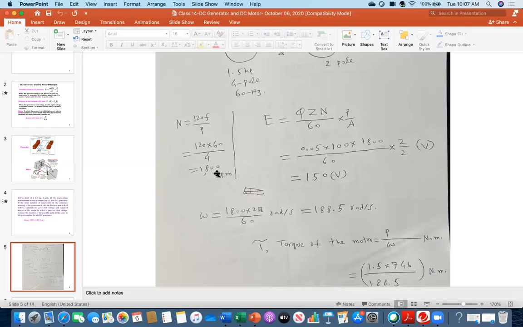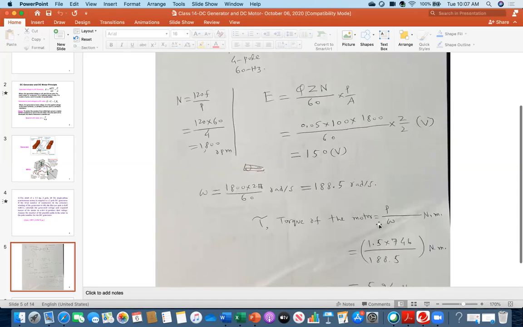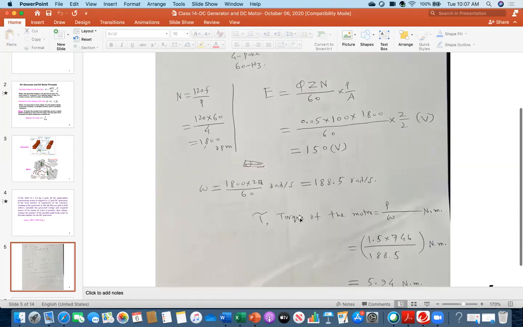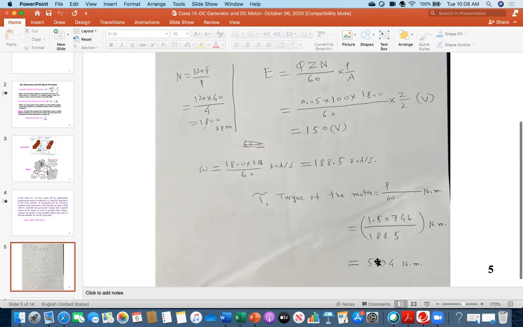Now we are converting that RPM into radian per second. You see here I have written omega, this 1800 multiplied by 2 pi over 60 radian per second. I approximated 188.5 radian per second. That thing will go in the denominator. And then finally I am getting approximately 5.94 Newton meter. This is for the second part of the problem.